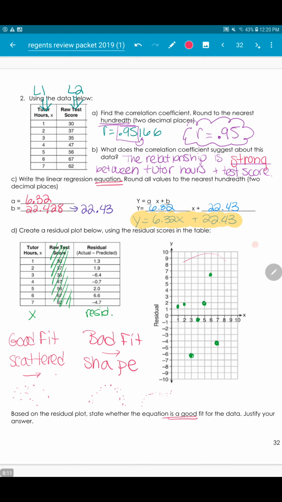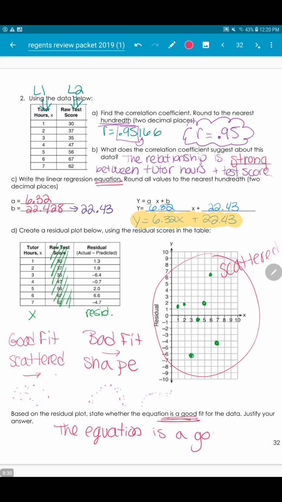So when I look at these residuals, is there any shape forming or are they pretty scattered? These are scattered. So if it's scattered, it means it is a good fit. So the equation is a good fit for the data. What that means is my line of best fit is pretty close to the actual data points. All right? And that's all you need to know about residuals.